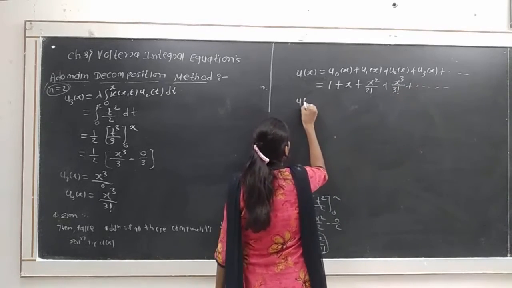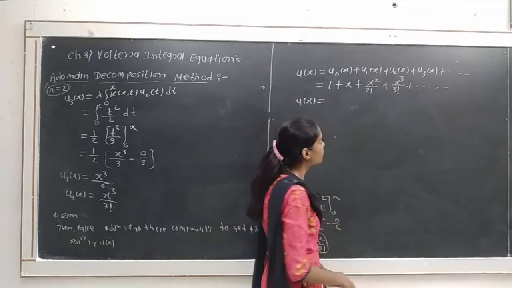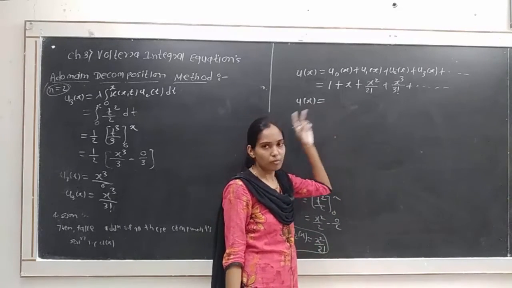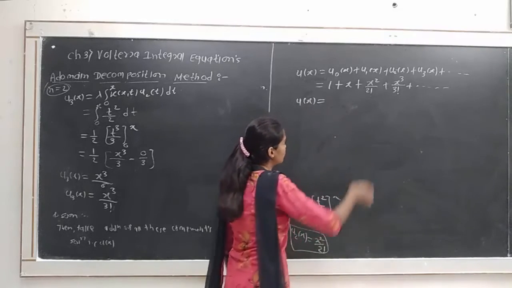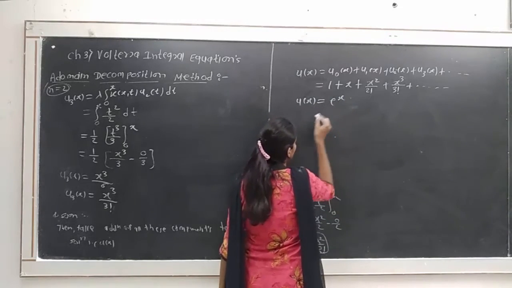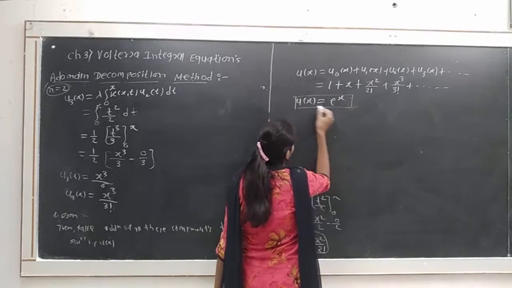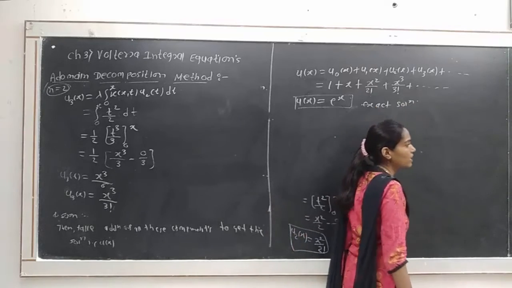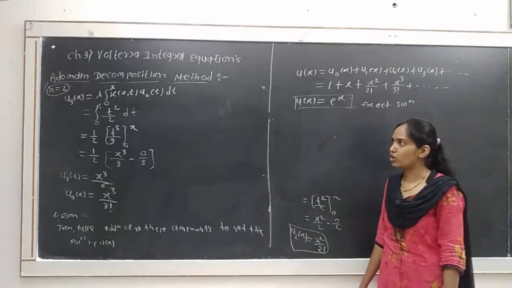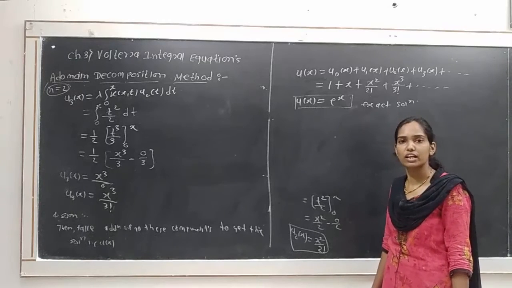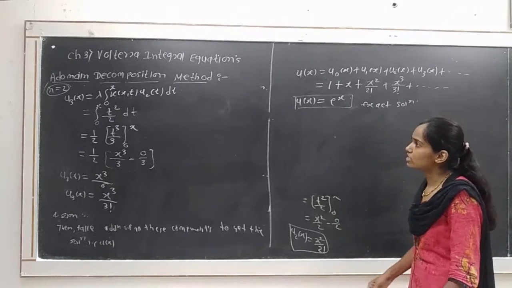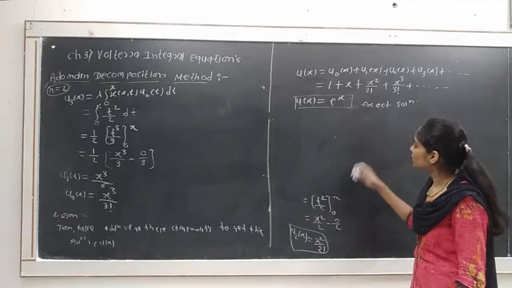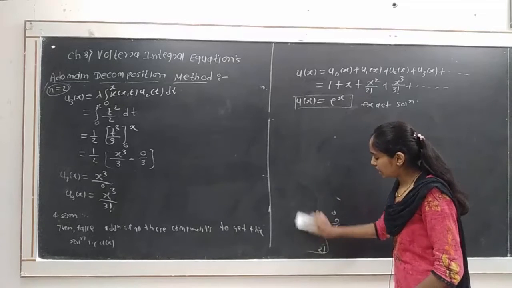So we have u(x) equal to, and we know that this is the Taylor series expansion of the function e raised to x. So u(x) is e raised to x, which is the exact solution of the given non-homogeneous Volterra integral equation of second kind. Okay, so in this way we use the Adomian decomposition method for finding the solution. Then we see the next example.